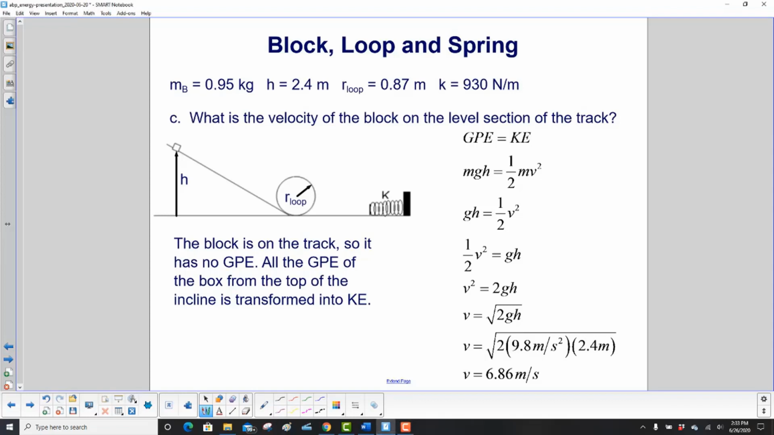Now we want to find the velocity of the block on the level section of the track. And that wouldn't matter if you came down like this and found the velocity here. This velocity here will be the same as this. There's no GPE down there, we're assuming that's 0, so all the GPE of the box from the top of the incline is transformed into KE.